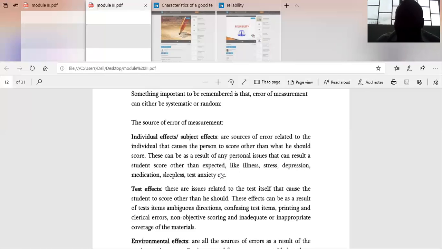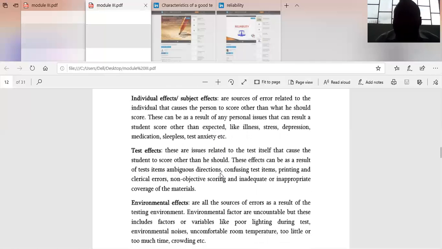So those factors which are connected to the test itself, we call it test effect, as one of the sources of error in measurement.